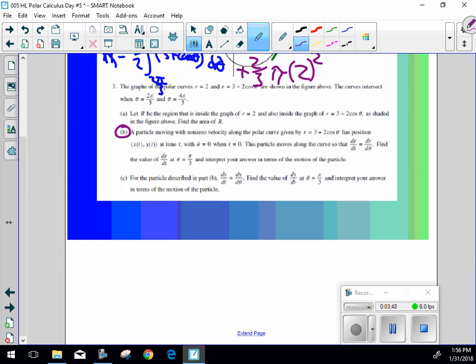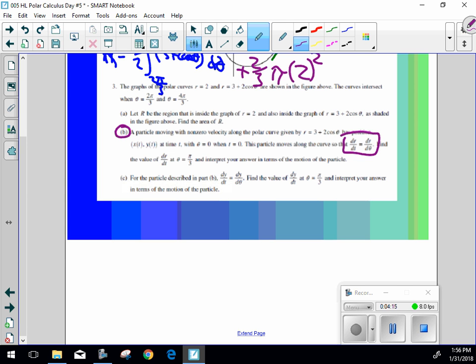Awesome. In part B, a particle is moving with a certain velocity. r is still equal to 3 plus 2 cosine theta. This dr/dt equals dr/d theta thing is a little irritating. I know that looks a little confusing, but it's actually to make things a lot simpler. And the value of dr/dt at theta equals pi over 3. Interpret your answer.